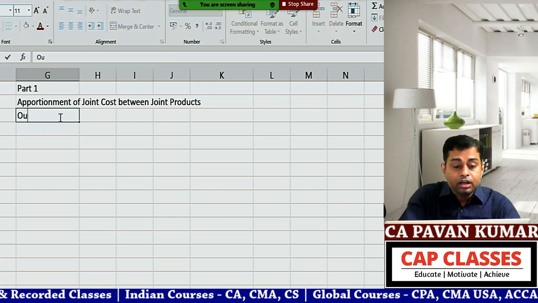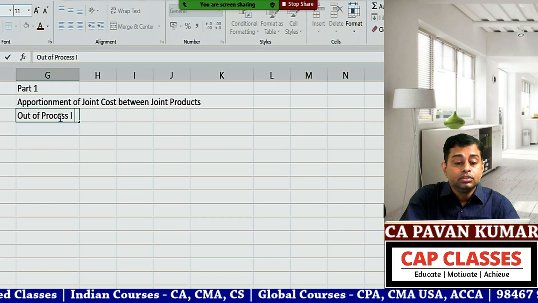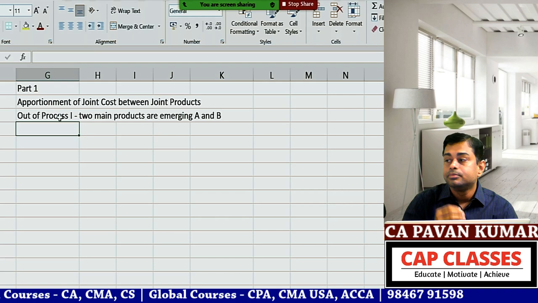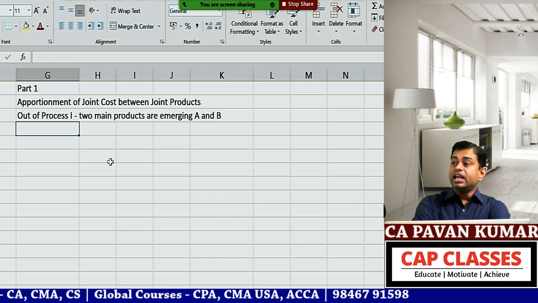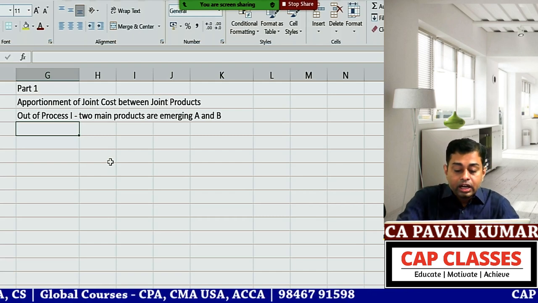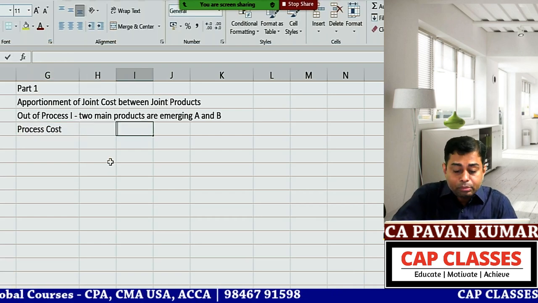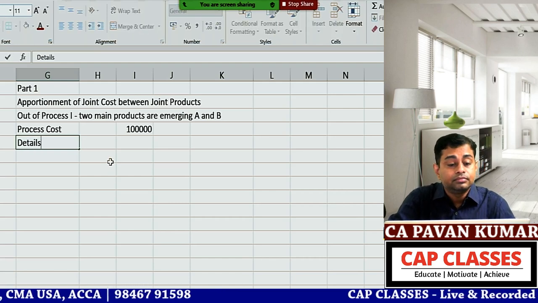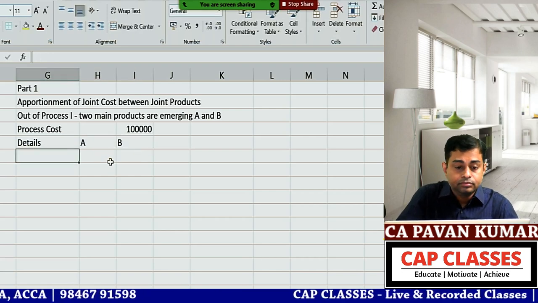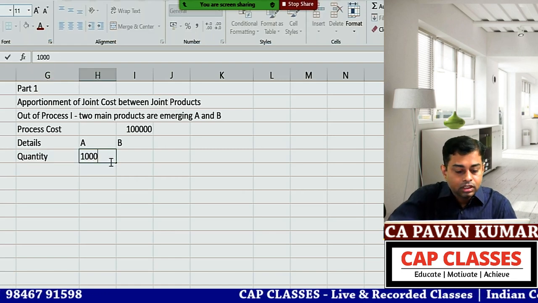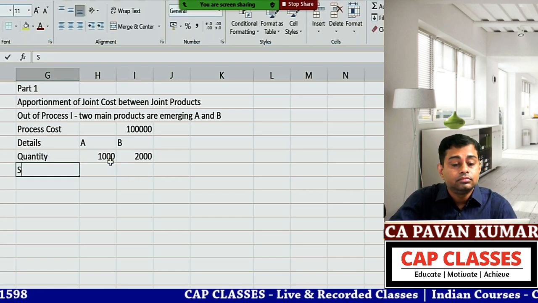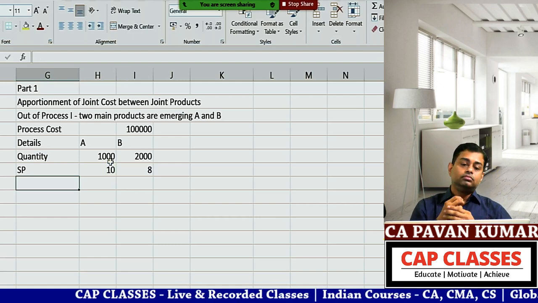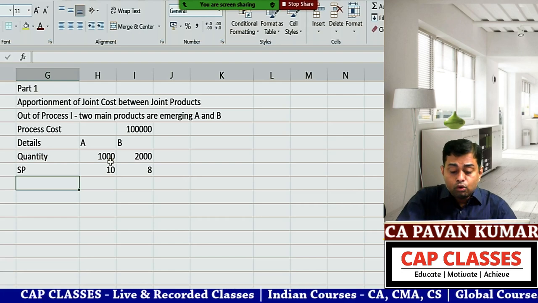So here, what is the example? Out of process 1, 2 main products are emerging, A and B. Now process cost is say rupees 1 lakh. Details of A and B. Quantity 1000 kgs, 2000 kgs. Selling price 10 rupees, 8 rupees.